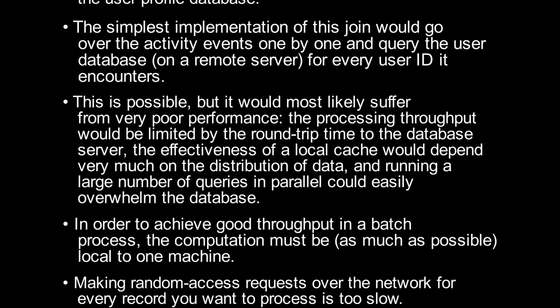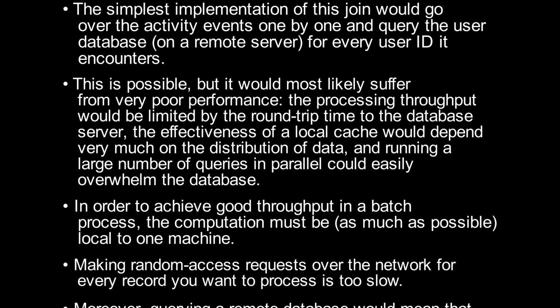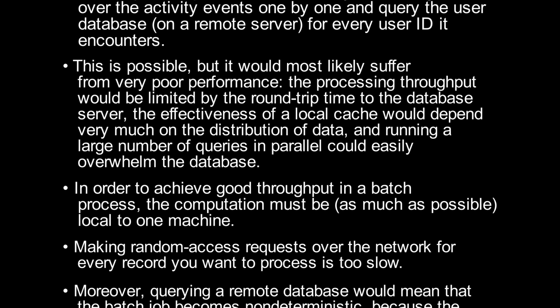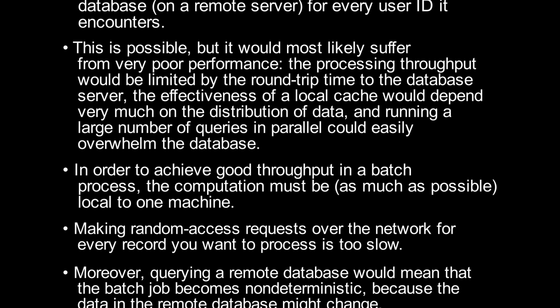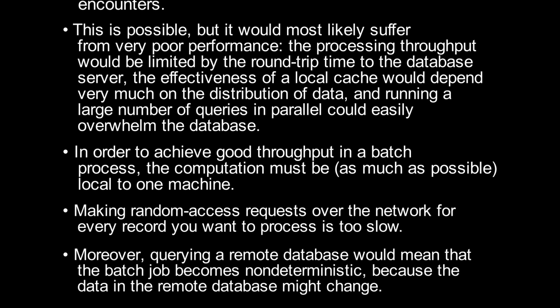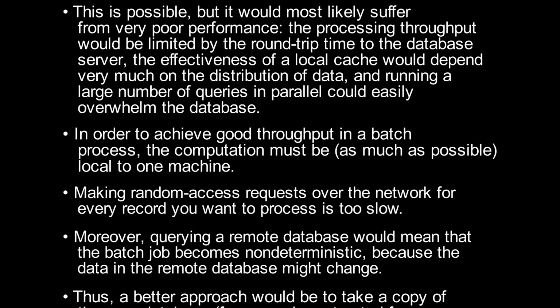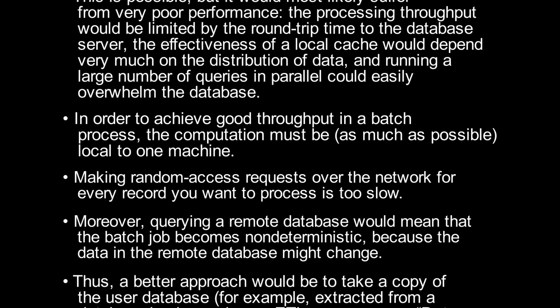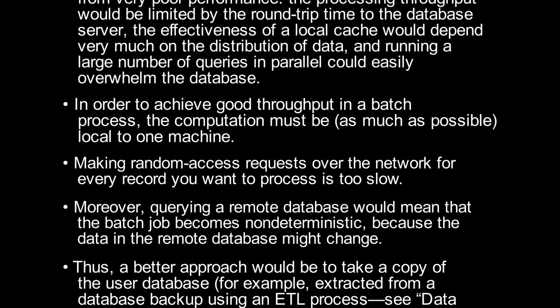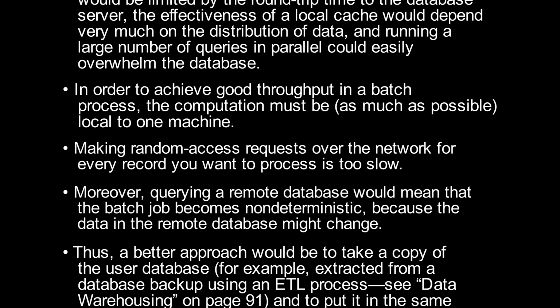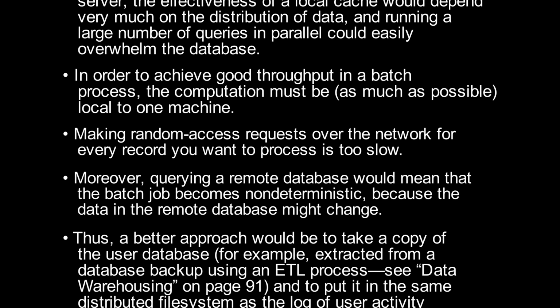In order to achieve good throughput in a batch process, the computation must be as much as possible local to one machine. Making random-access requests over the network for every record you want to process is too slow. Moreover, querying a remote database would mean that the batch job becomes non-deterministic, because the data in the remote database might change.